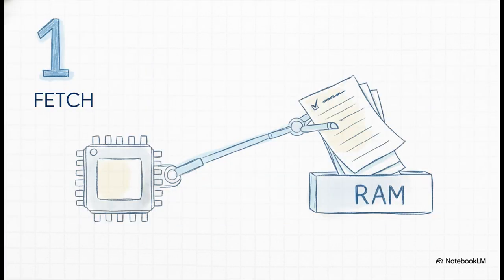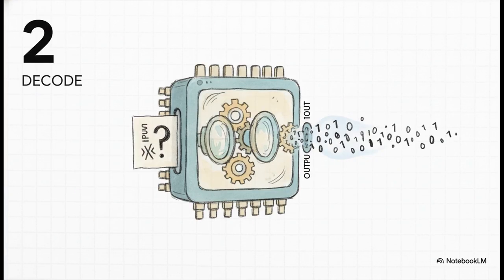First, there's fetch. This is where the CPU fetches. It goes into the computer's memory, which is called RAM, and grabs the next instruction on its list. Okay, step 2 is decode. Now that the CPU has the instruction, it needs to figure out what it actually means. It's like translating a command to understand what it's supposed to do.